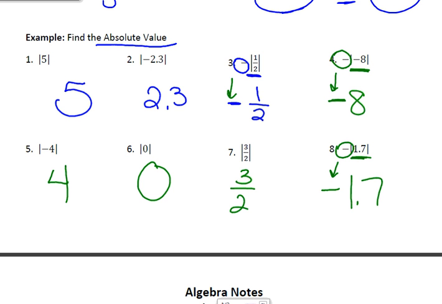Okay, at this point, you're going to go ahead and complete section 2.2, checkpoint 1.